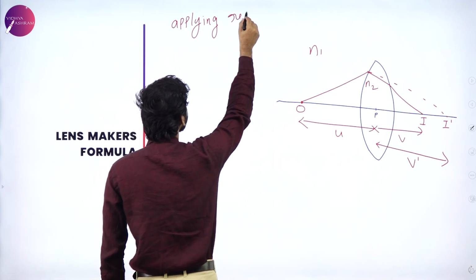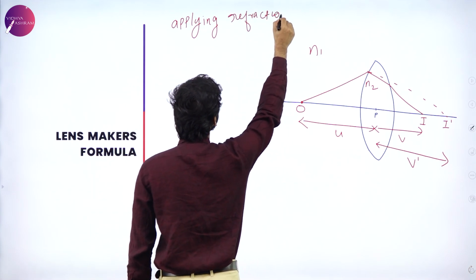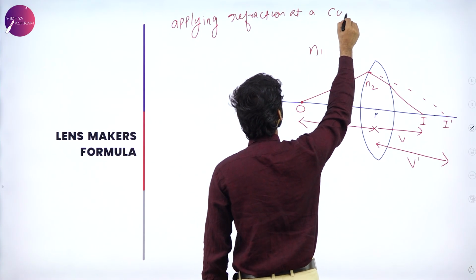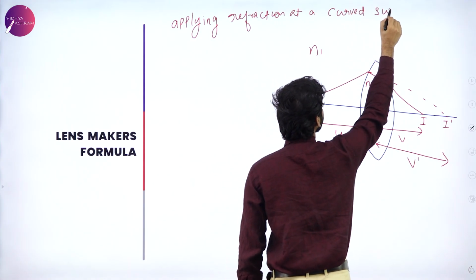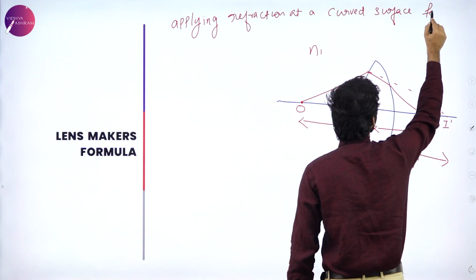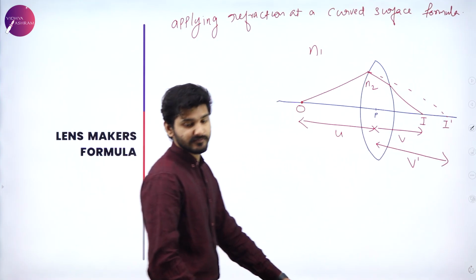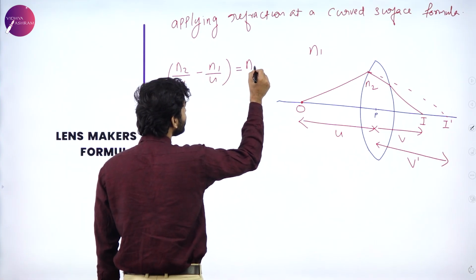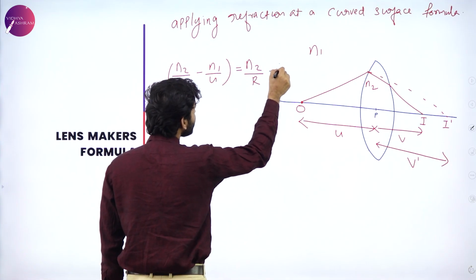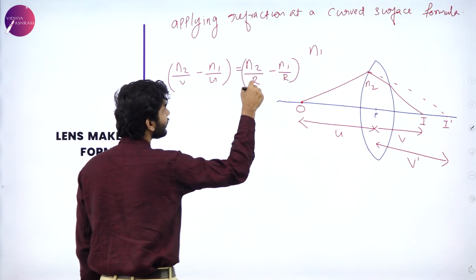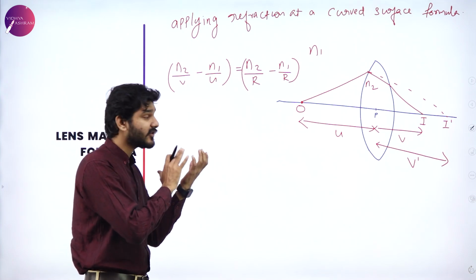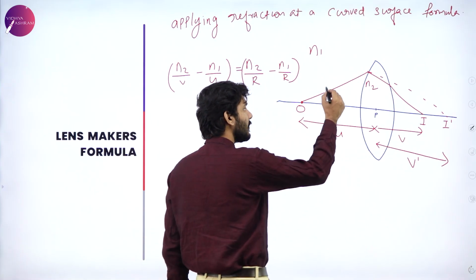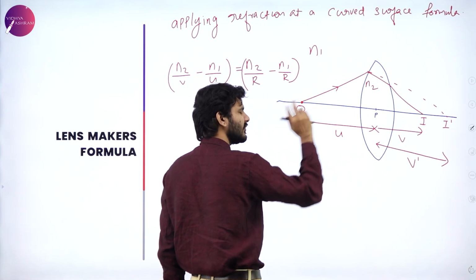So applying the refraction at a curved surface formula, we have N2 by V minus N1 by U is equal to N2 by R minus N1 by R. Right. So again, from this formula, we are going to apply this on the first curved surface and on the second curved surface. Again, a point object is being projected.